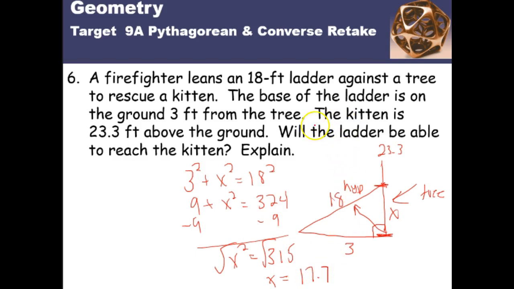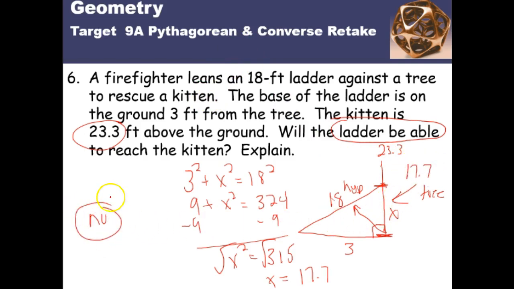Now the ladder, or the kitten, is 23.3 feet up, and it's asking if the ladder can reach the kitten. So that means, does the ladder go 23.3 feet off the building? And it doesn't. It only goes 17.7. So the answer is no. Okay, you may have been able to think of another way to do this. And as long as you can write a good explanation about why it won't work, you can use maybe the more obvious solution to this problem.